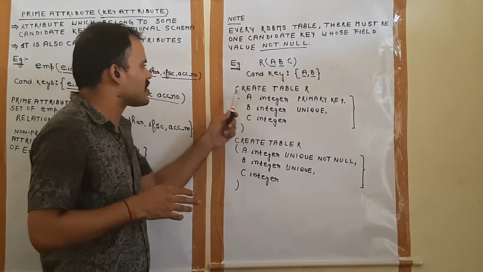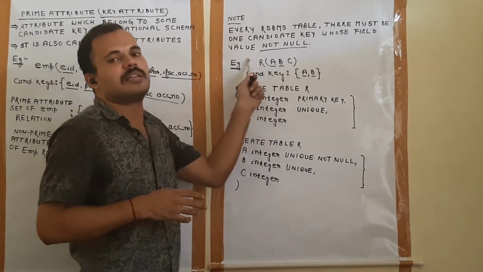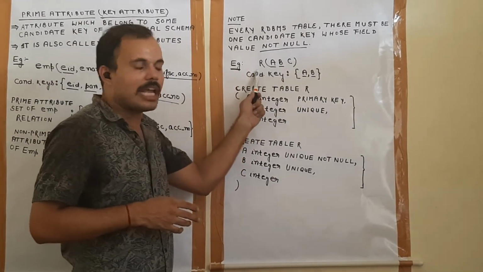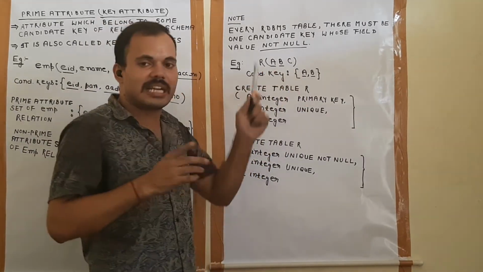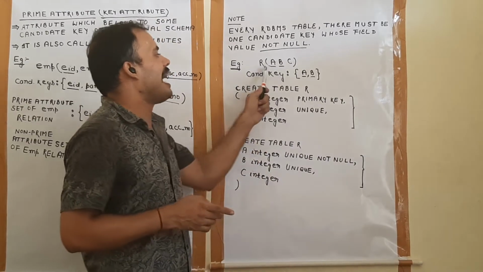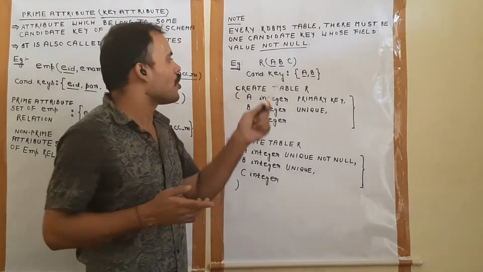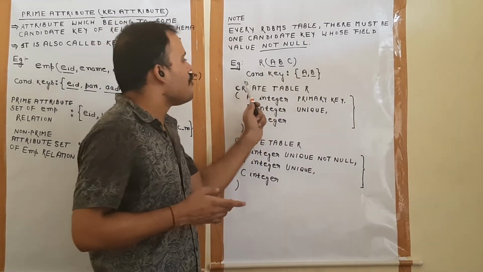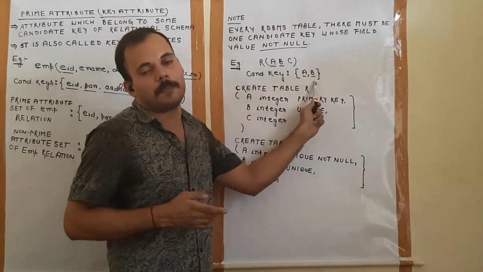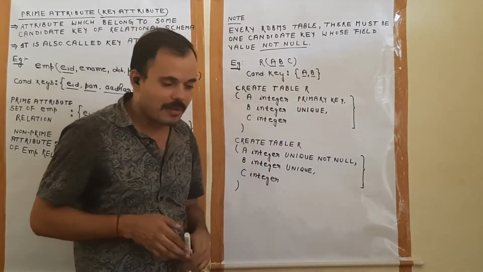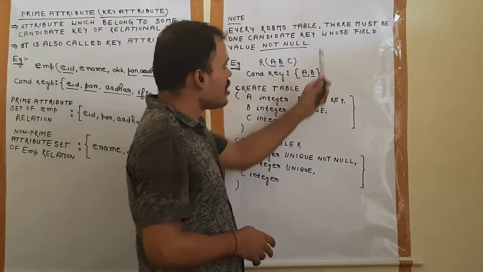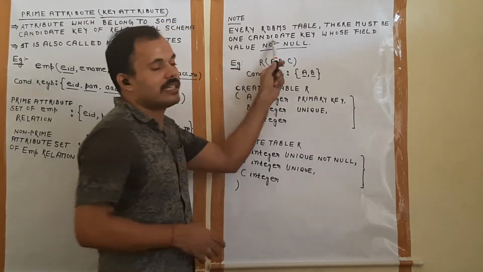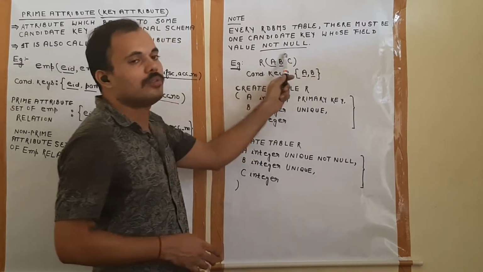See here, in this relational schema R is the table name with set of attributes A, B, C, and the integrity constraints are that A and B are candidate keys. So it is a relational schema with candidate keys A and B. And the note is saying that there must be one candidate key whose field value is not null.